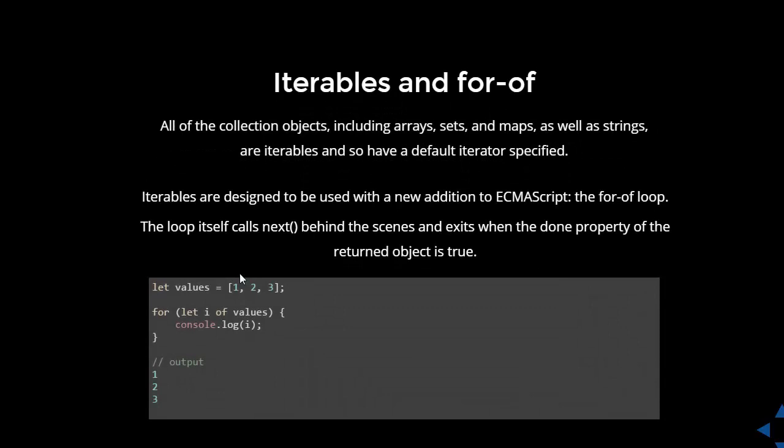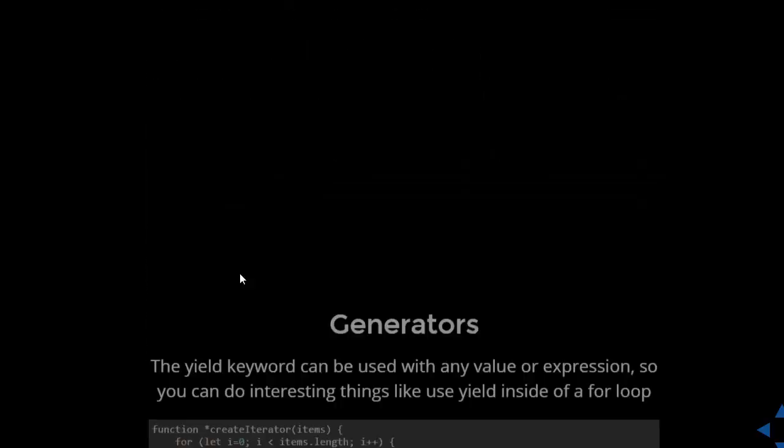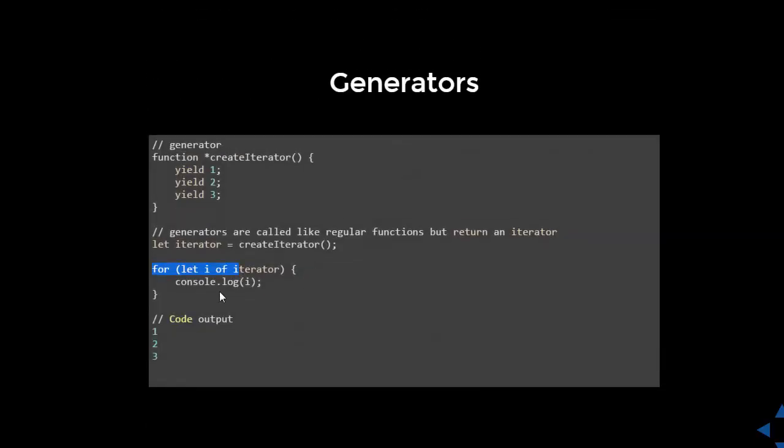So we talked about the for of method, applied to all of the collection objects, including the array. Where are we applying the for of method? We are applying it on the iterator. An iterator object is something which is iterable. And what are the iterable objects? All collections, all arrays, all sets, all maps. These are all iterable.